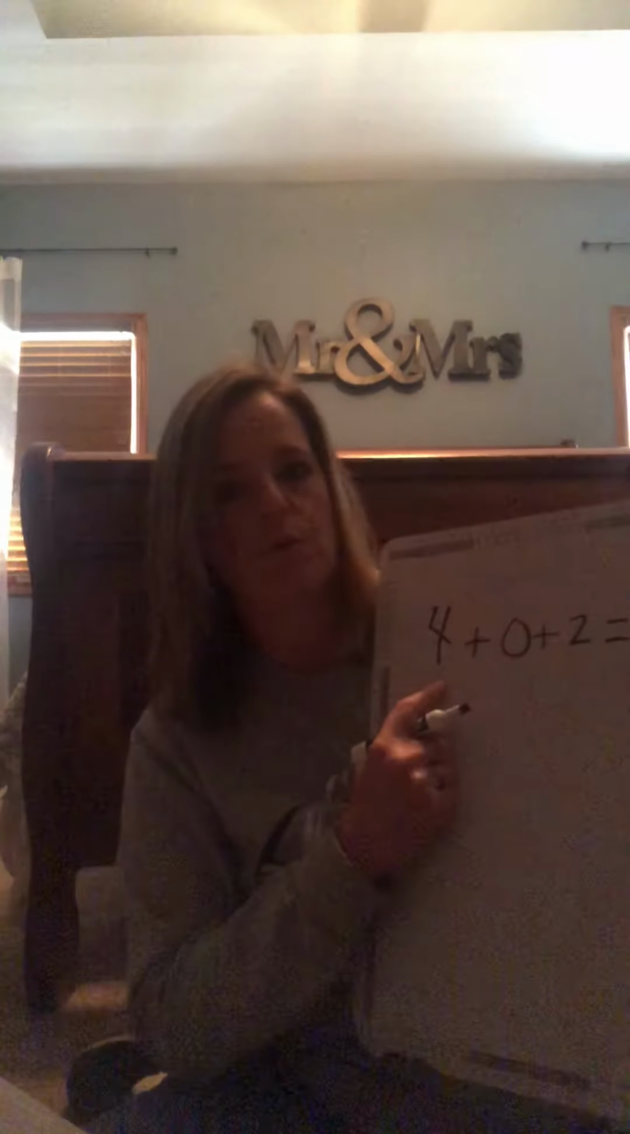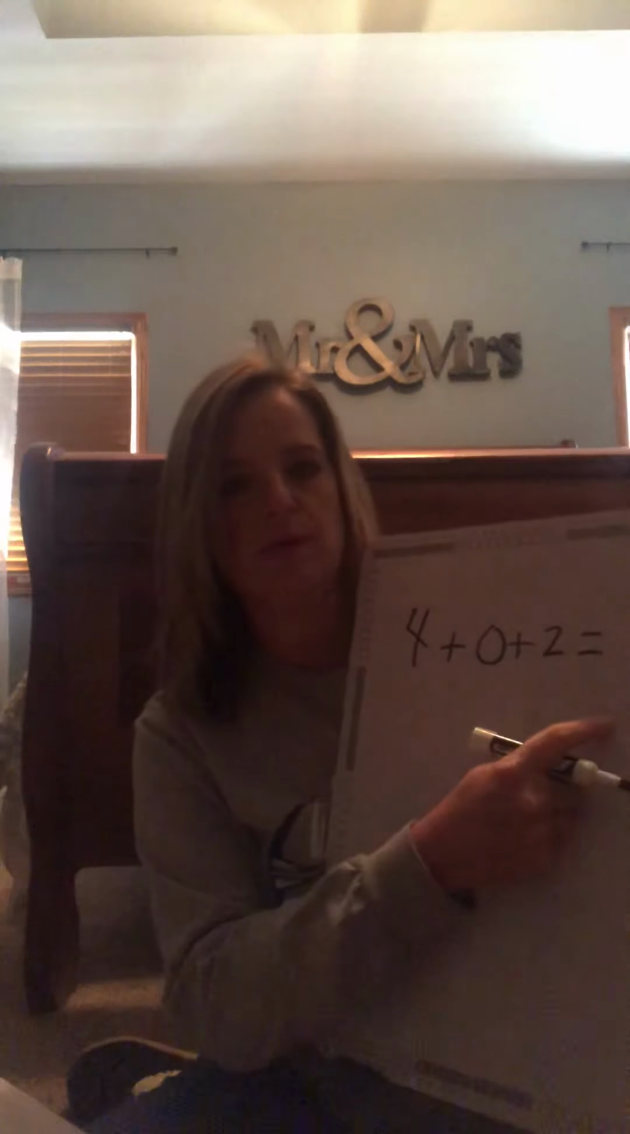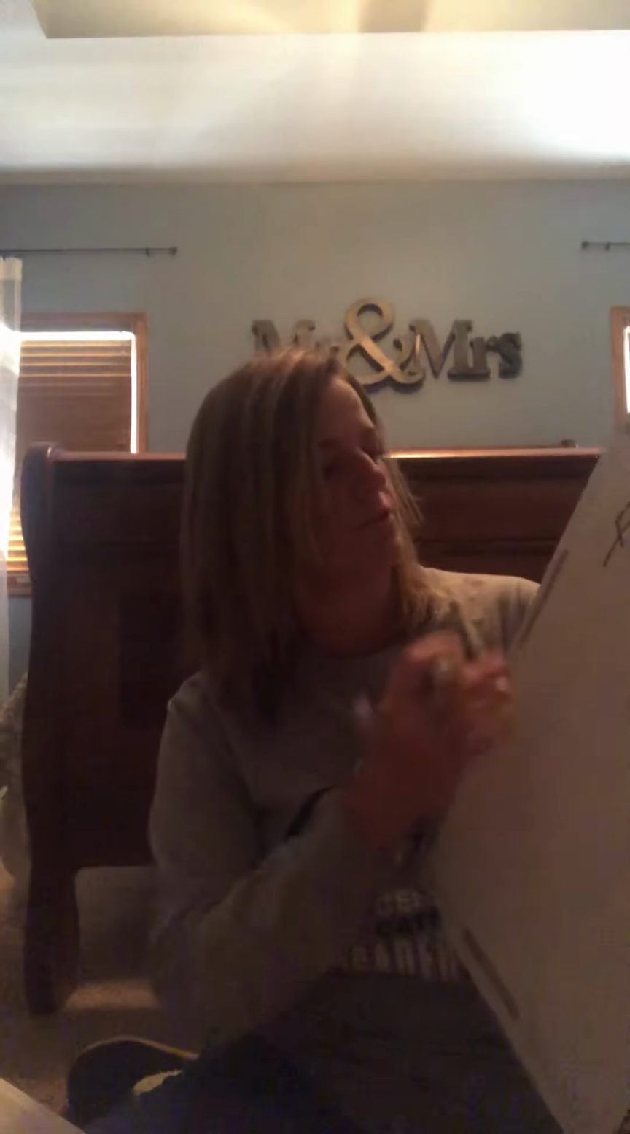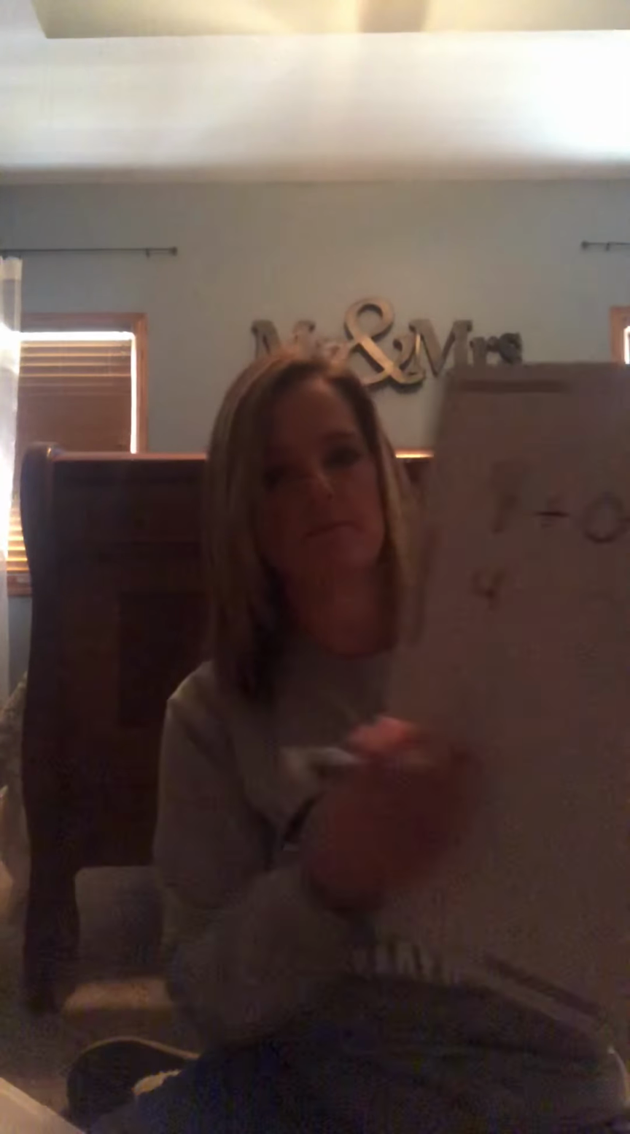Let's say I chose the horse. Horse has 4 legs. Then let's say I chose the snake. Snake has 0 legs. And then I chose the bird, which has 2 legs. I would do 4 plus 0 plus 2 equals, does it equal 10? No, it does not. So I could not use those 3 animals to equal 10.